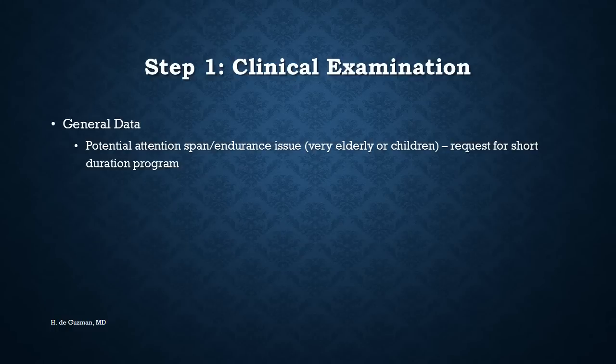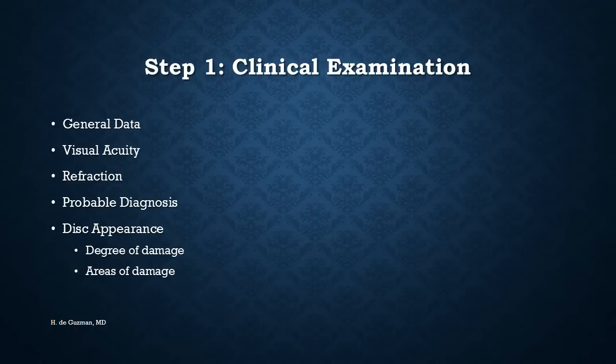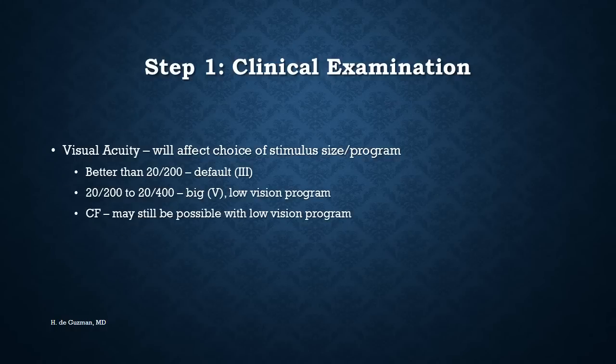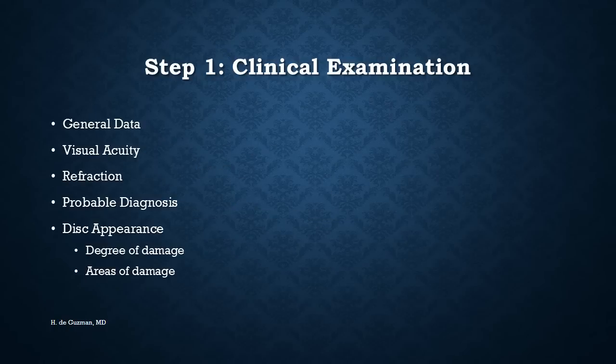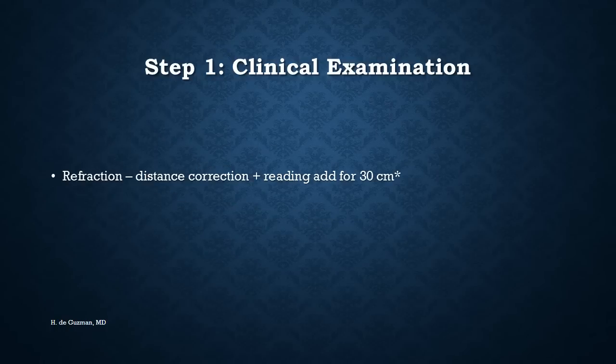The type of patient may dictate the choice of program that we request for, and so will the visual acuity. It will dictate what type of stimulus size we use and what type of program. We should make sure the patient has the correct refraction for the test. Most machines test the patients at 30 centimeters away, but some models don't need any adds for reading.